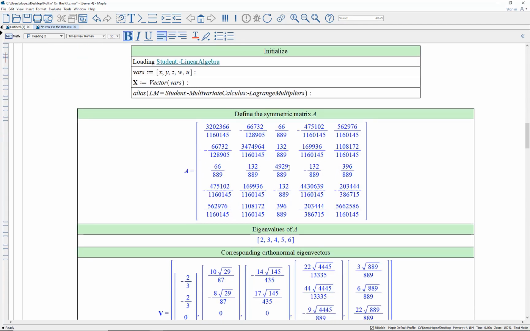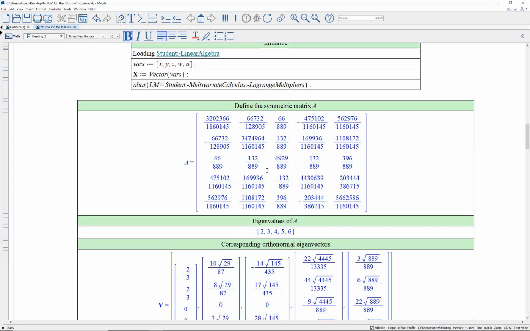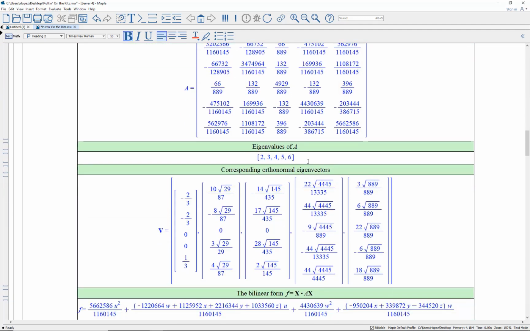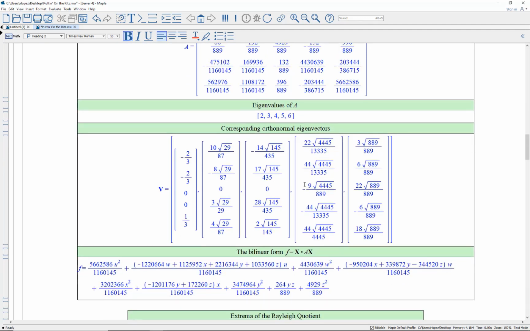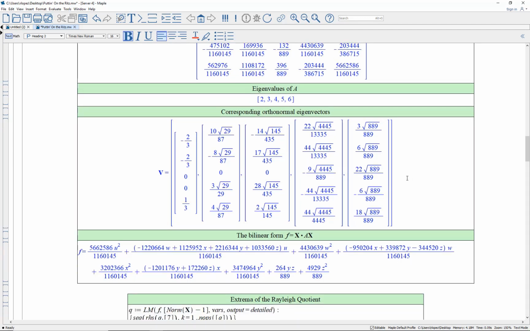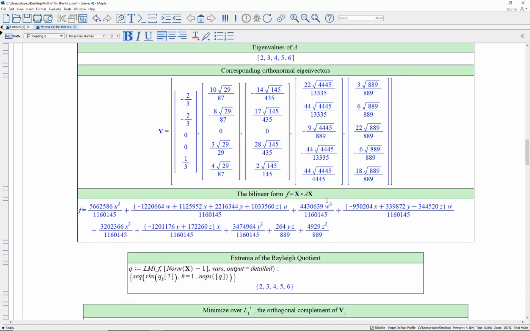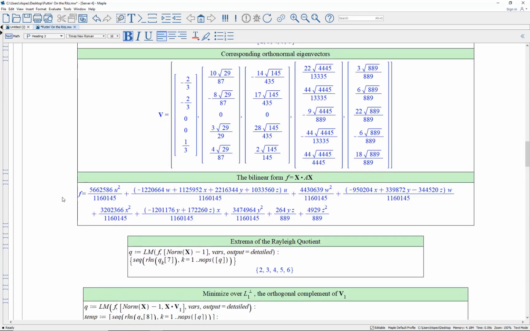Okay, so here's the matrix. Where did I get this matrix from? I found it by rummaging in the internet for an algorithm that produced a symmetric matrix with prescribed eigenvalues. Prescribed eigenvalues that I took were 2, 3, 4, 5, 6. Here are the corresponding orthonormal eigenvectors, easily done in Maple. You find the eigenvectors, you can Gram-Schmidt them. Bilinear form, x.Ax, I call it f.